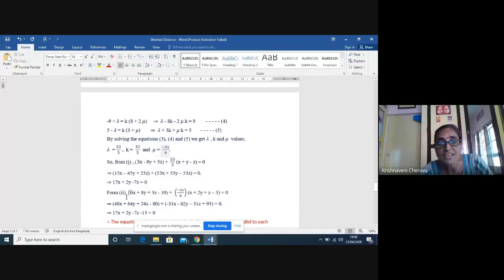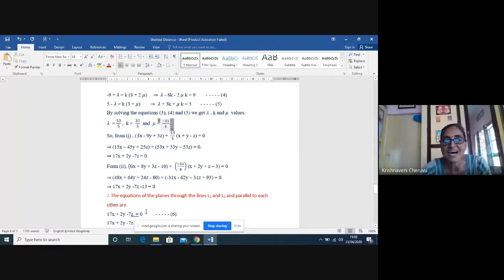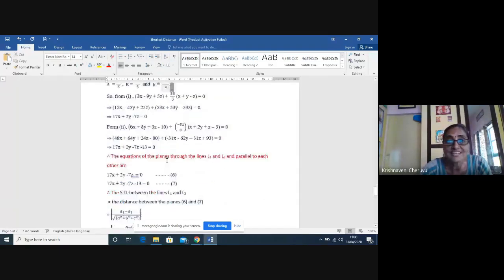And what are these? This first plane is the plane containing L1 and parallel to this plane, whereas the second plane is the plane containing L2 and parallel to this plane. So these two planes are the planes through the lines L1 and L2 and parallel to one another. I discussed this already with you girls when I was dealing with the planes.